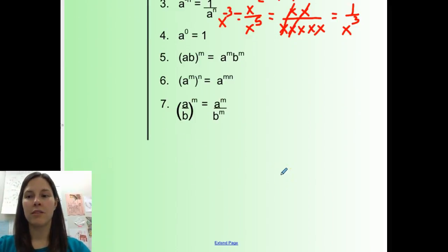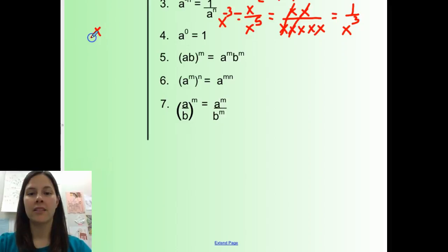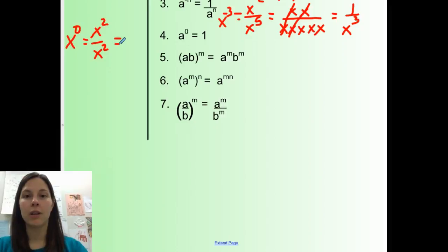I'm running out of room on the right-hand side, so I'll do the fourth rule showing how that works on the left-hand side. And this one again links back to rule number 2. If you have x squared divided by x squared, rule number 2 says subtract those exponents and you get x to the 0. Without writing this out the long way, we know that anything divided by itself is 1. So that's why x to the 0 power, or anything to the 0 power, is 1.